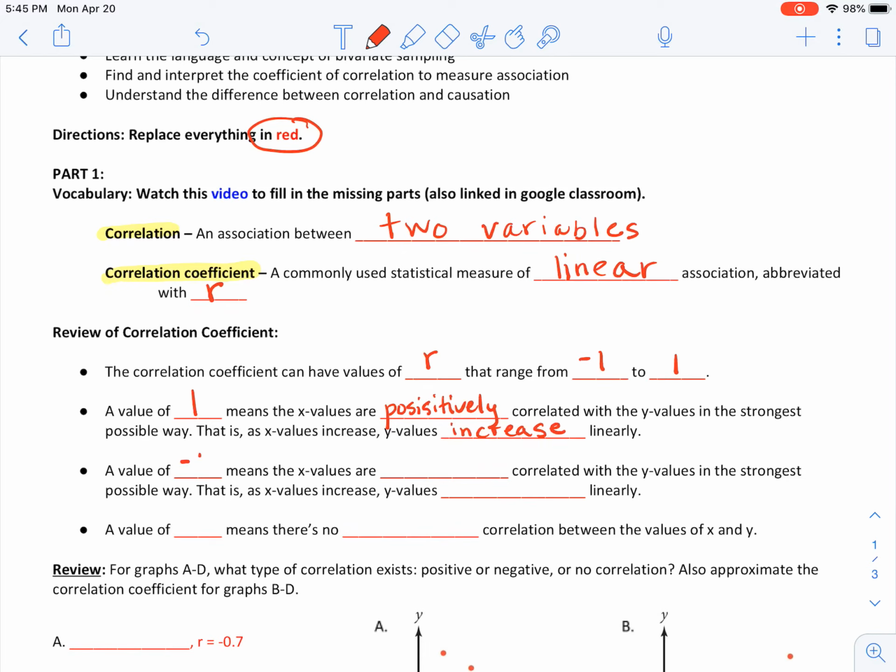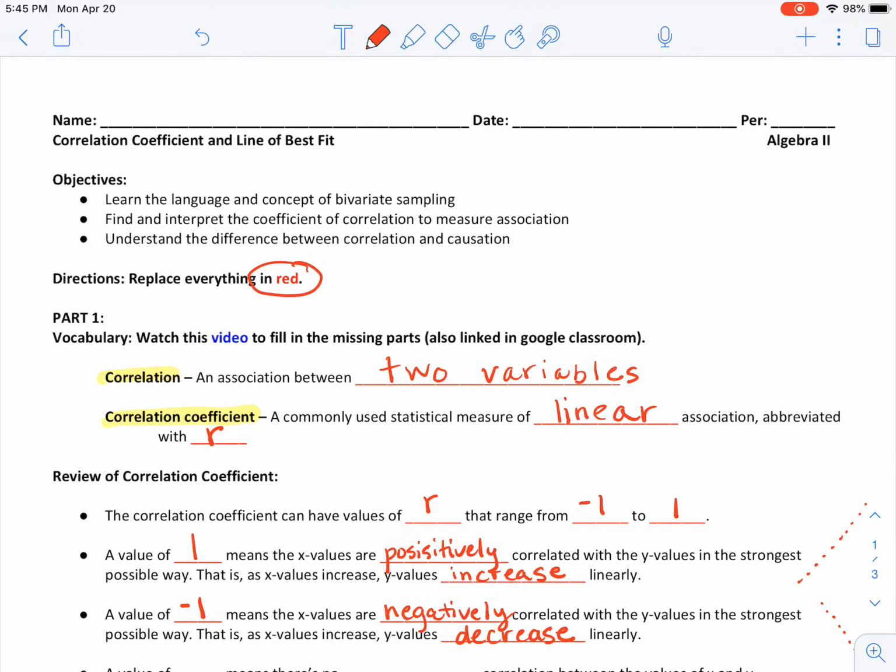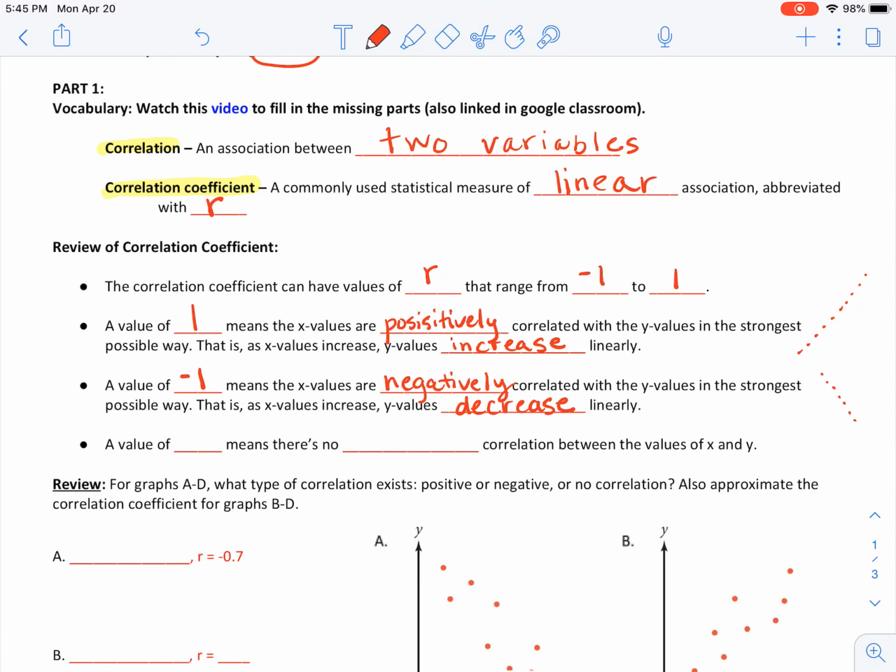A value of -1 means the values are negatively correlated. That is, as x values increase, the y values decrease. So the first one, if you were to draw a graph, all those plots on your scatter plot would be lined up if it was a +1. And it'd be going down with a -1 correlation coefficient.